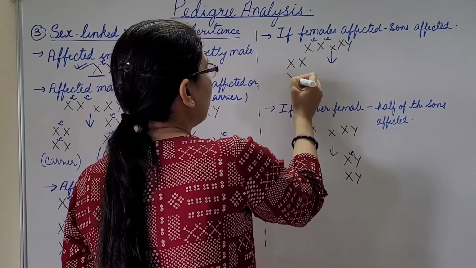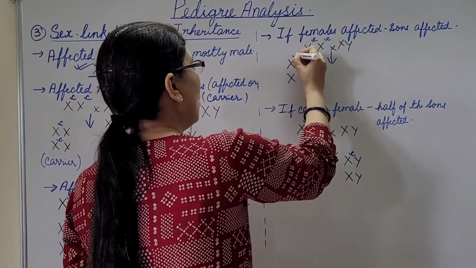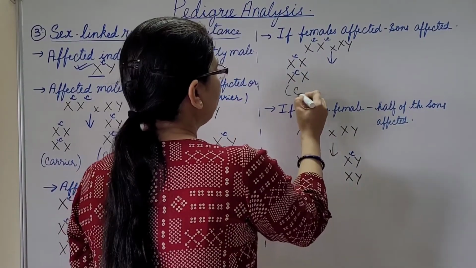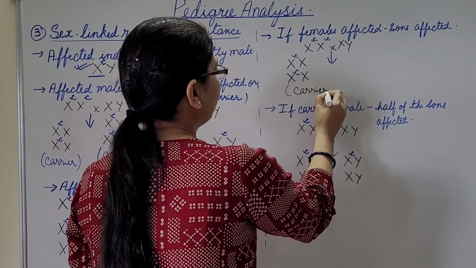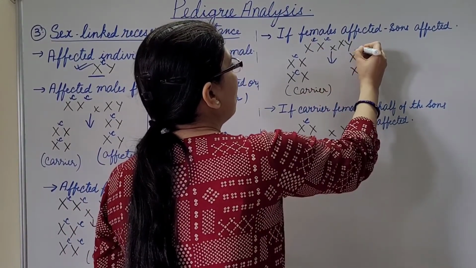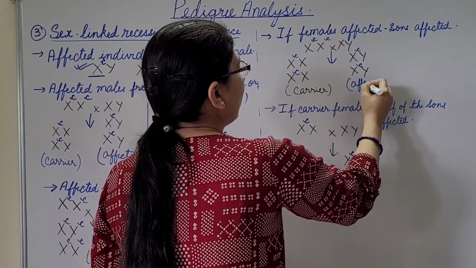So daughter receives 1 X chromosome from mother and the other from the father. So all the daughters have only 1 copy of the recessive allele and these are carriers. But son receives the X chromosome from mother. So all the sons are affected.